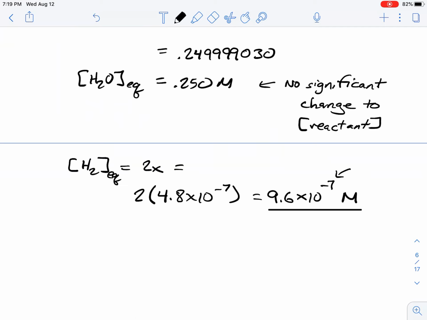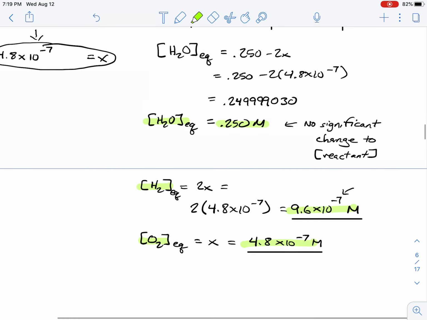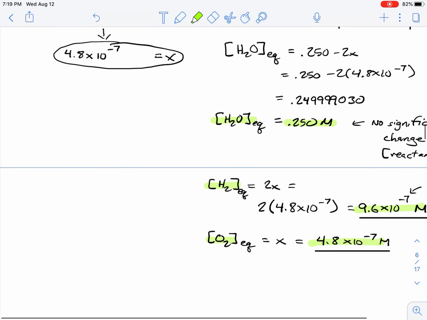And so this is going to be the equilibrium concentration of H2, and for O2, the equilibrium concentration is defined as x, or simply 4.8 times 10 to the negative 7 molar. So overall, everything that I'm highlighting here represents the equilibrium concentration of these substances. Let's think about the concept once again and see if our numbers match up with the concept behind Kc.